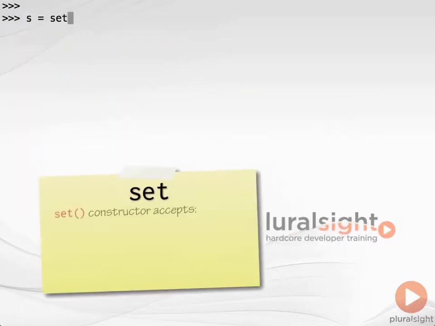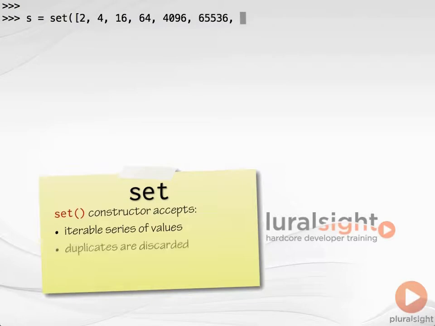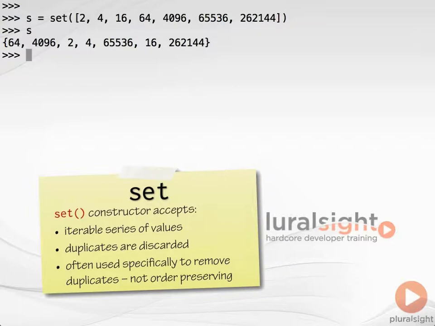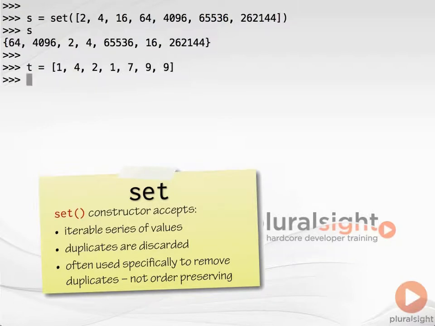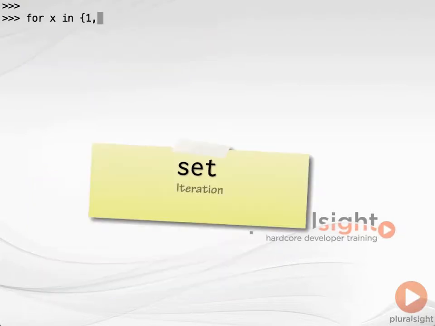The set constructor can create a set from any iterable series, such as a list. Duplicates are discarded. In fact, a common use of sets is to efficiently remove duplicate items from a series of objects. Here we remove duplicates from the list 1, 4, 2, 1, 7, 9, 9, resulting in the set 1, 2, 4, 7, 9. Naturally, sets are iterable, although the order is arbitrary.